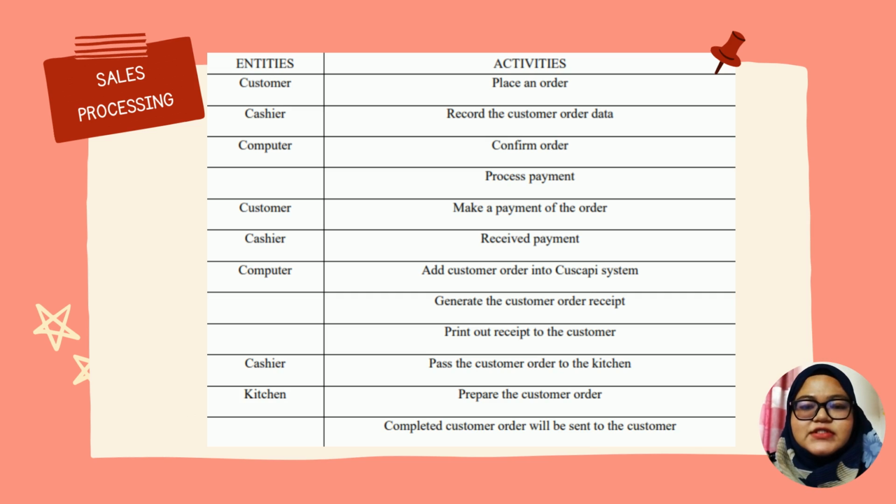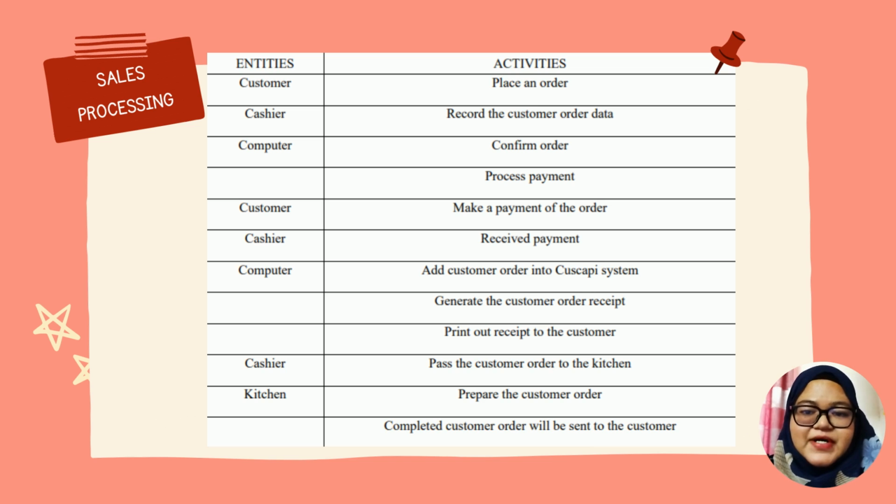The transaction of the sales processing starts off with the customer placing an order, and then the cashier will record the customer order data. Next, the computer will confirm the order and then process the payment. After the customer makes the payment to the cashier, the computer will add the customer order into the Kaskapi system and then generate the order receipt and print out the receipt to give to the customer.